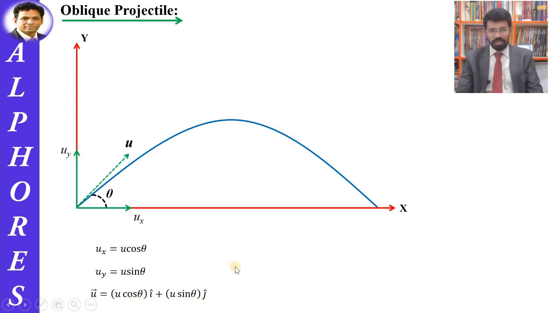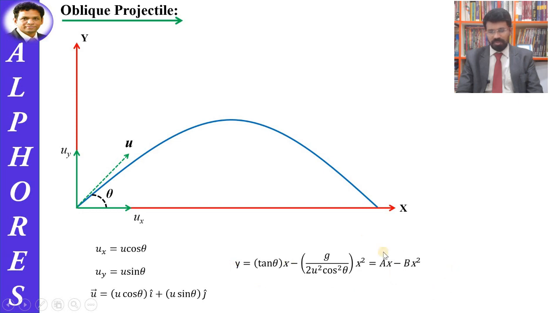This is what we have seen in the previous session. And we have also derived one equation: y is equal to tan theta x minus g by 2u square cos square theta into x square. Or in a simpler manner, it is expressed as ax minus bx square. We have seen this equation in the previous session.